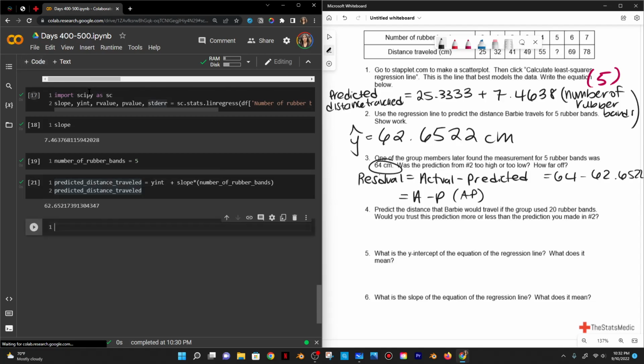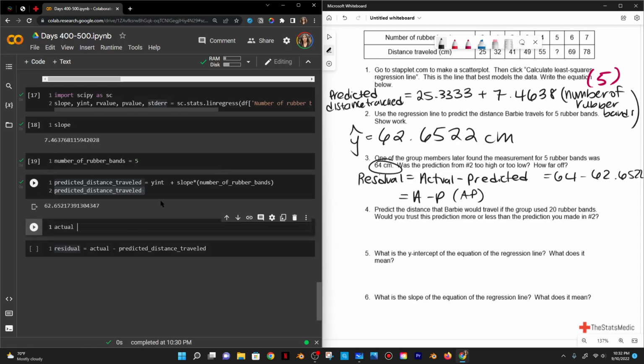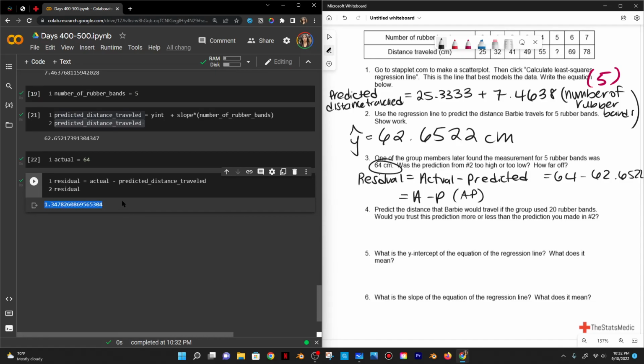And so I'll just do it here in Python, just to have things formal. So I could do residual is equal to actual minus predicted. And I could say predicted distance traveled, and just set that here because that is what my value is. And then my actual value, I'll set it up here. Actual is equal to, what was it, 64, right? So run that, and then paste that into here, and then run that. And so my residual is 1.3478, right?